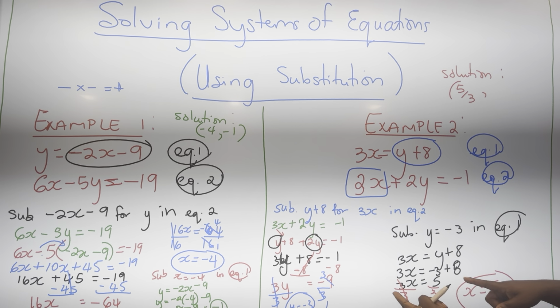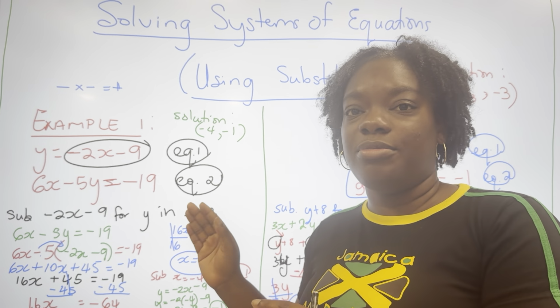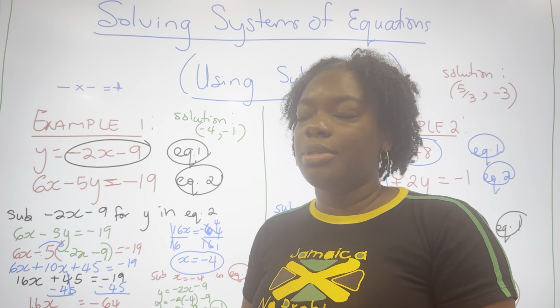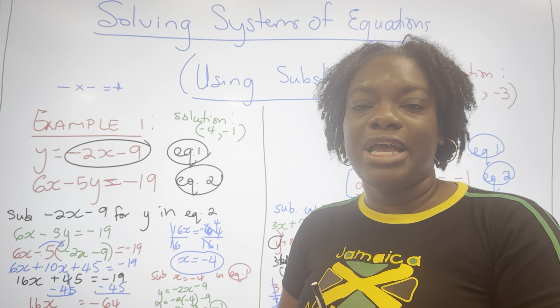All right, so remember, the basis is finding what you can substitute so that you have only one variable to work with, so that you can solve for that variable and then go ahead again and substitute to find the other variable. It's pretty simple. Just always look for what you can substitute.